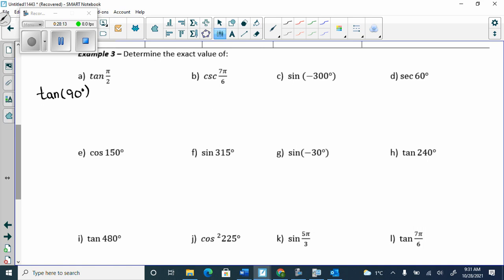Tan what? Tan is y over x, correct? Tan is also sine over cos. If we forget, it's on our formula sheet. Okay, so tan is y over x. What's your y? 1. What's your x? 0. What happens when we have a 0 in our denominator? Things explode. World's done. Or you say undefined.